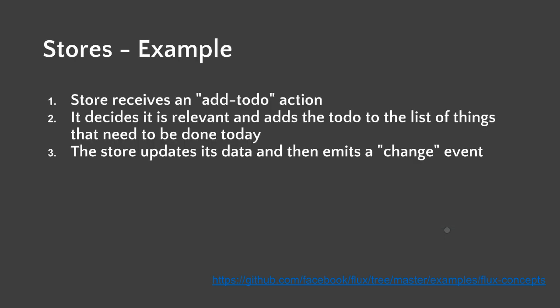Here's an example. The store receives an add to-do action. So we continue with the previous example. It decides it is relevant and adds the to-do to the list of things that need to be done today. The store updates its data and then emits a change event, to say, okay, now I have changed.